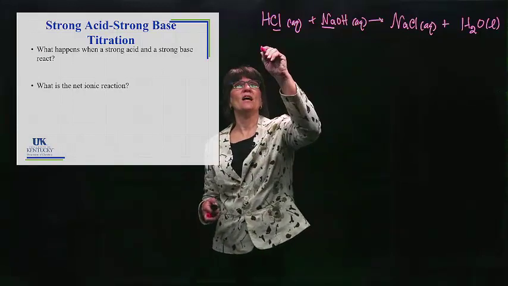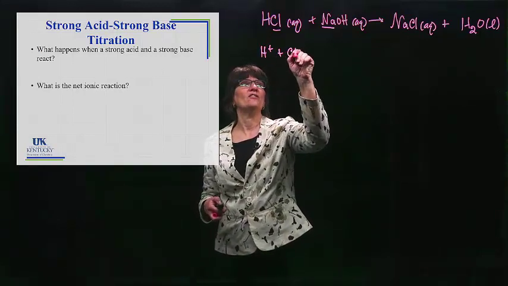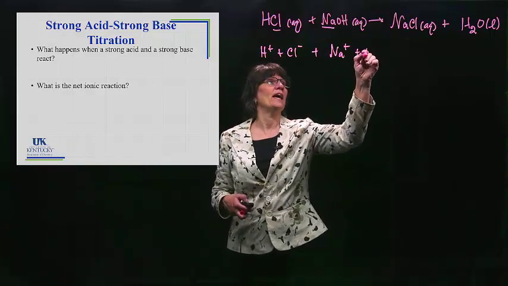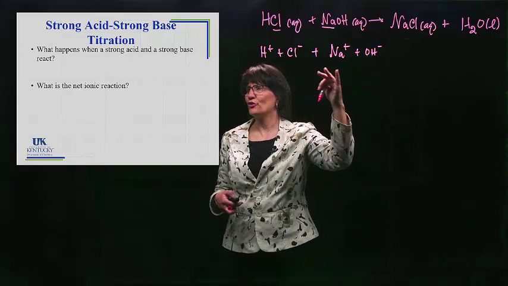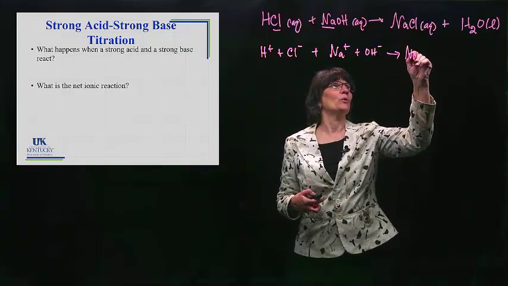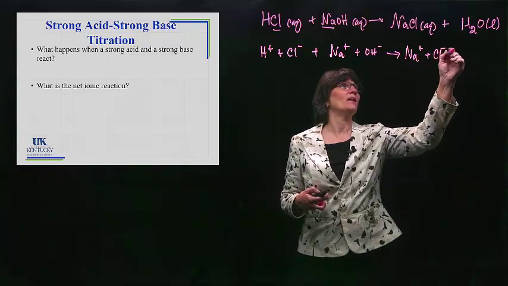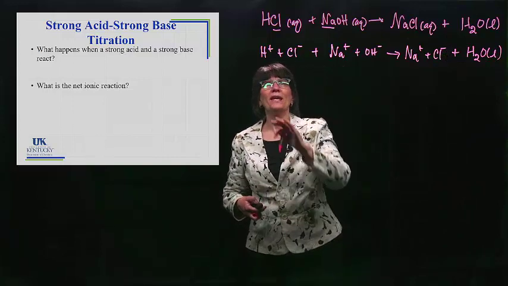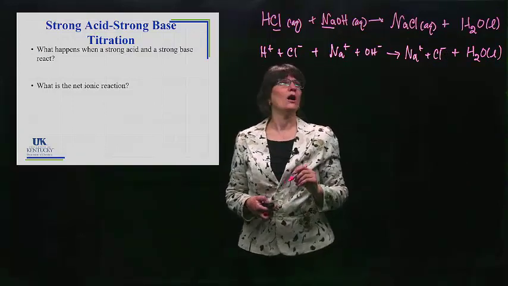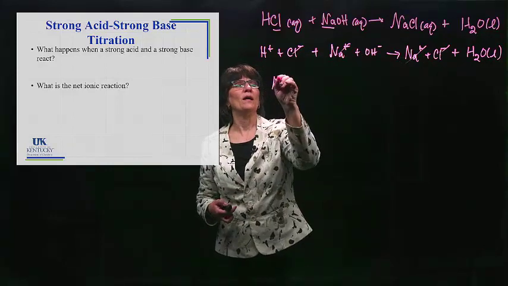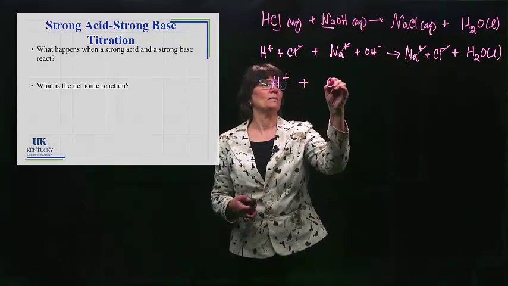We know the HCl is actually H plus and Cl minus. The sodium hydroxide is actually Na plus and OH minus because they're strong. They're in solution this way. And this is an ionic compound, so we have Na plus, we have Cl minus. This is the only one that's not broken apart. So we can cancel out all of the things that appear exactly the same on both sides, and we have a net ionic equation of this.